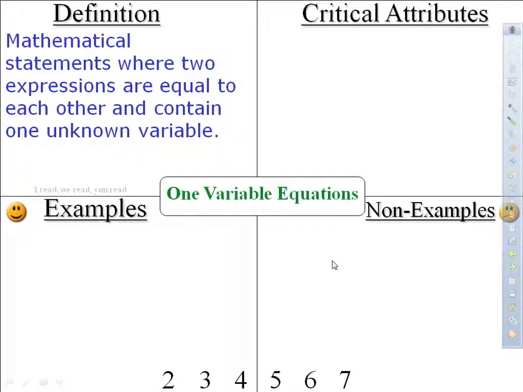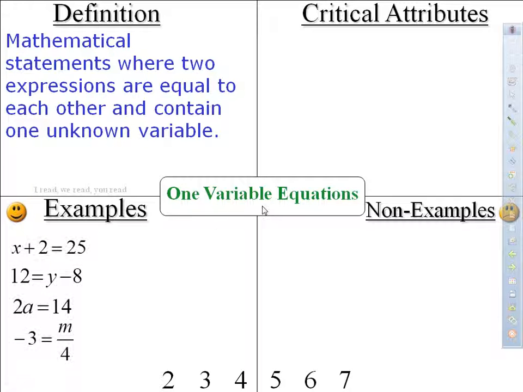So, one variable equations. Let's clarify it from right here on so that we know exactly what they are. It says, mathematical statements where two expressions are equal to each other and contain one unknown variable. Okay? So yesterday we did an introduction, again, in regards to expressions. Remember when we did numerical and algebraic? Remember that?